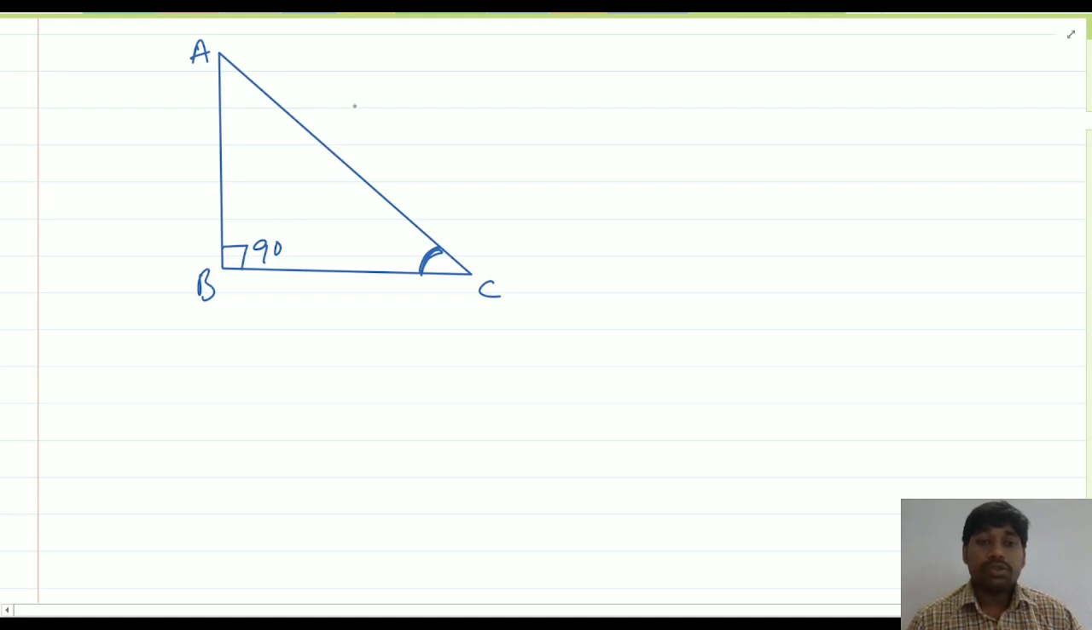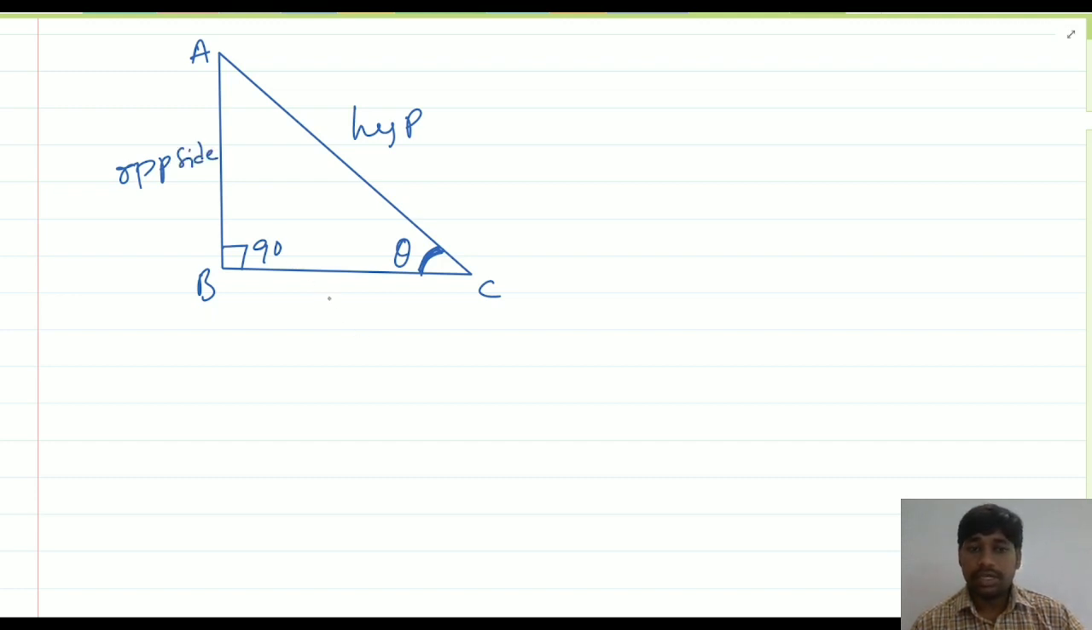The side opposite the right angle is called the hypotenuse. The angle may be represented with a curve, which means angle only, or represented with a theta. So the side opposite theta is called the opposite side. Next, the third side, the one adjoining this angle, is called the adjacent side. We have three sides here: one is opposite, another is adjacent, and the third is the hypotenuse.